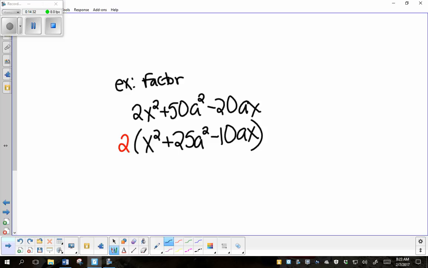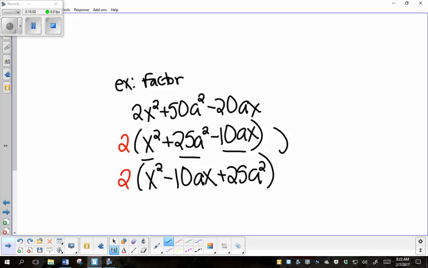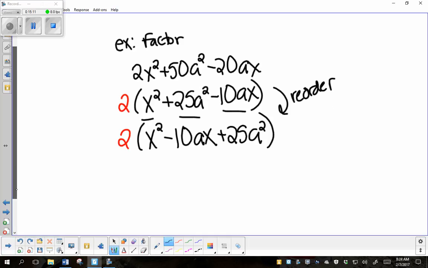One thing I know that kind of makes it easier to look at is we want our x's to be in descending order when it comes to their powers. Right now it's not. I've got the squared here, then I go down to the 1 over here, and finally no x's here. So we're going to reorder this with the x's in descending power. So I'm going to keep the 2 on the outside. I'm going to have x squared, I'm going to move the minus 10ax there, and then the plus 25a squared. So from here to here, all I did was reorder it to make my x's go in descending order of power. Now, let's look at that guy in the parentheses.